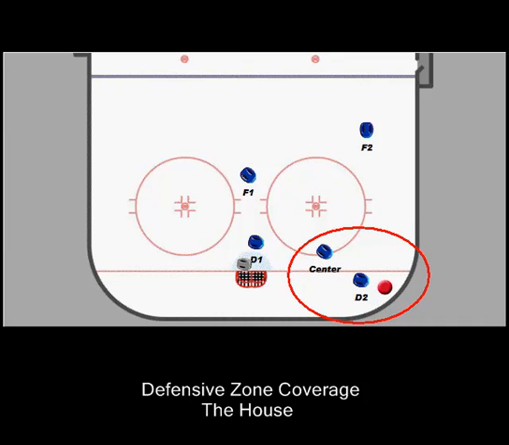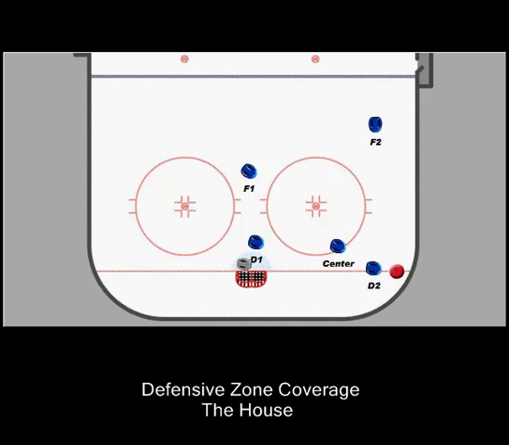Now again, here I'm just showing you that if the puck's down in this corner, D2's got him. Center is supporting the play. They may have a wing here. They'll probably have a wing here, a defenseman up here, and a defenseman here. So he may chip the puck to this guy, and the center can come right over and pick him up, and the defenseman swings in behind to support the play.